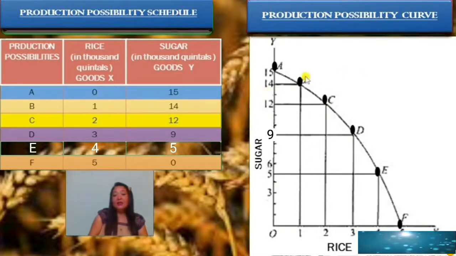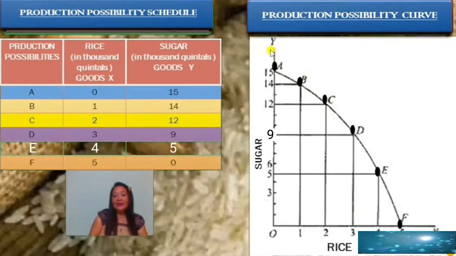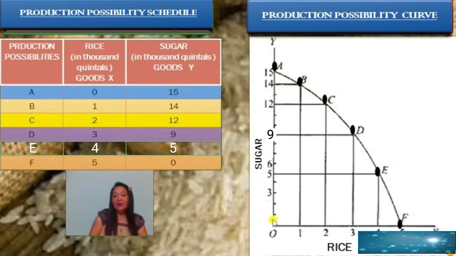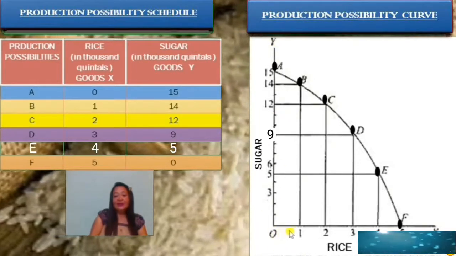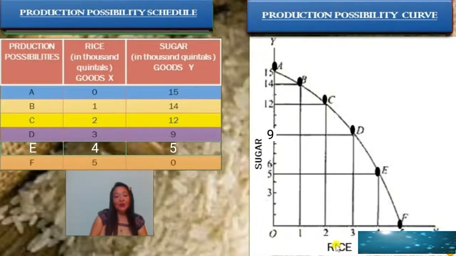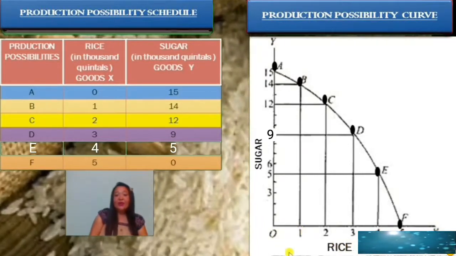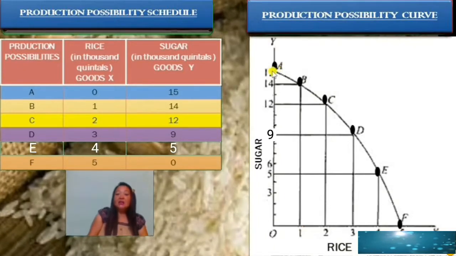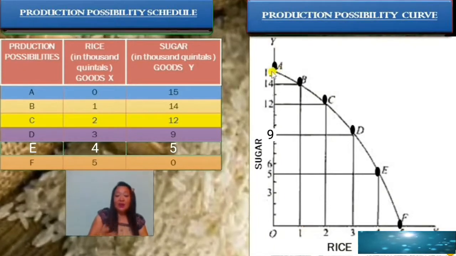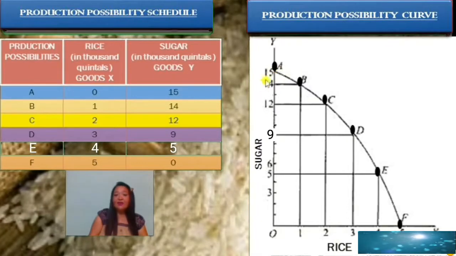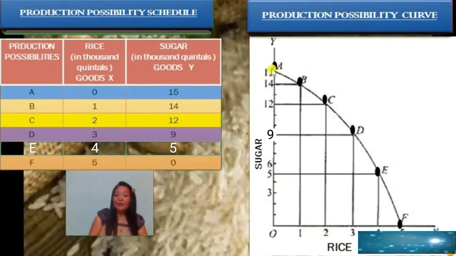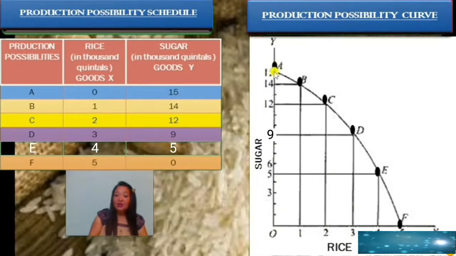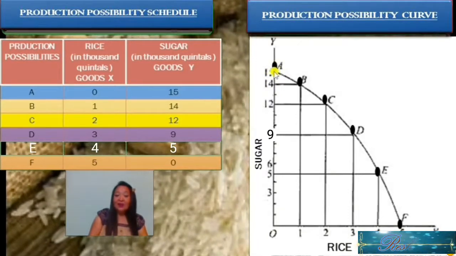This is your y-axis, this is your x-axis. On the y-axis we are going to show the production of sugar, and on the x-axis we will show the production of rice. Now suppose, as I said in the schedule also, if you allocate the entire resources to the production of sugar, then what will happen?